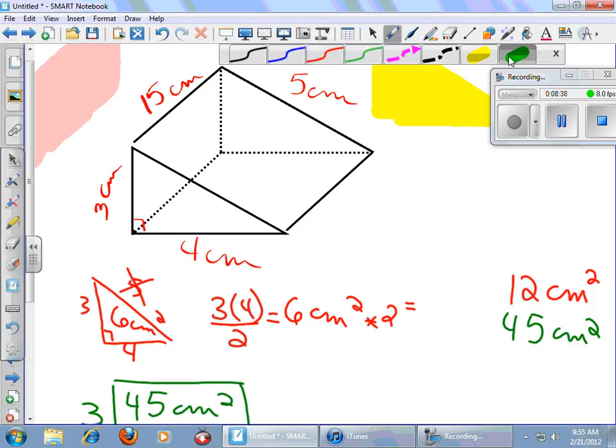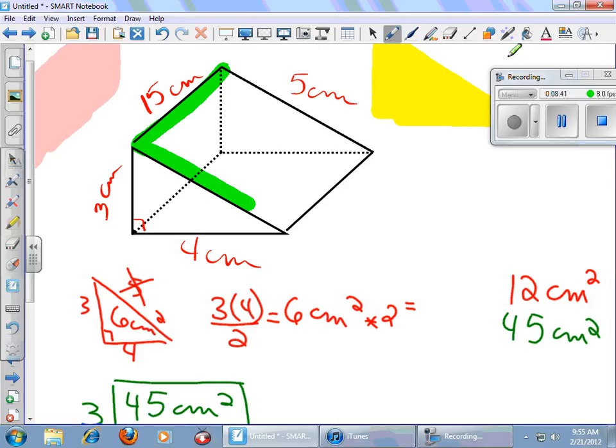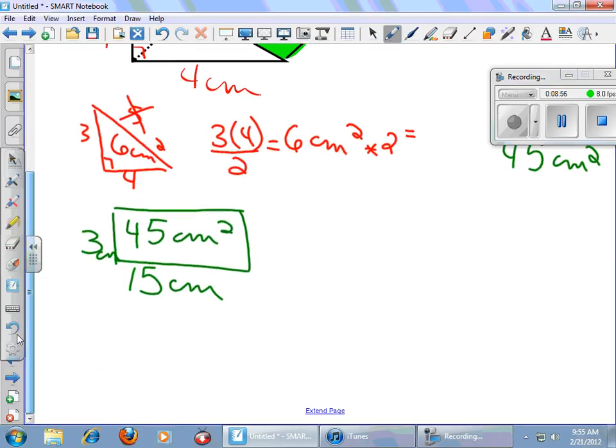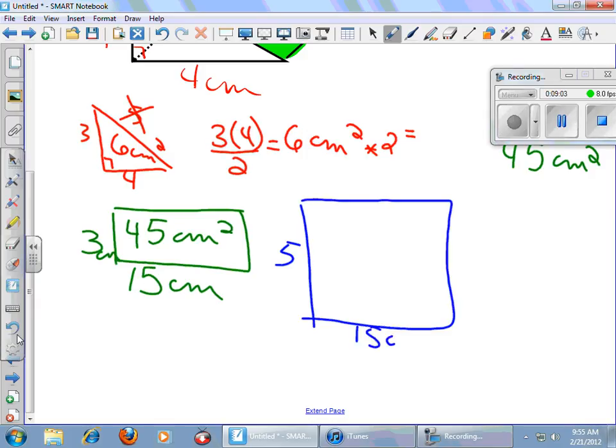Okay, get rid of that. And let's go to green. And I'll do this one that kind of looks like the top of a ramp to me. There we go. See that face? Well, that's a big rectangle. Looks like it's a 5 by 15. So it's going to be 5 centimeters by 15 centimeters. And again, doing base times height, that'll give me 75 centimeters squared.